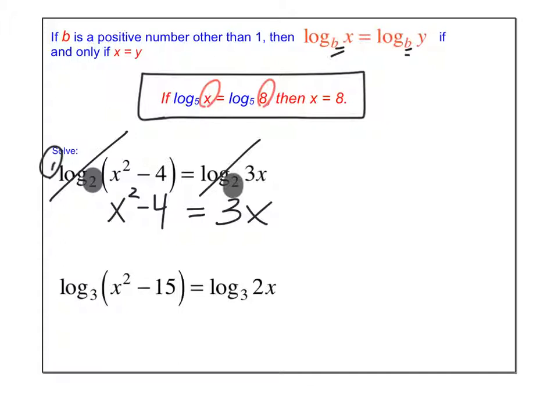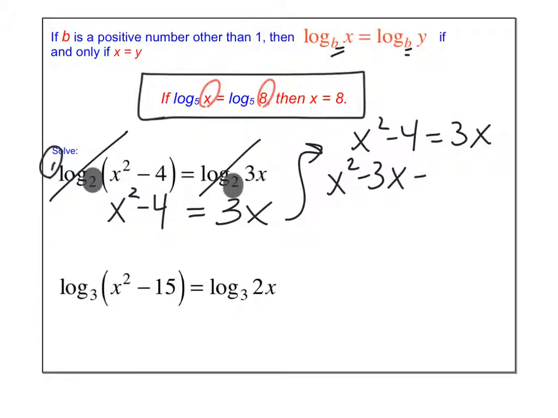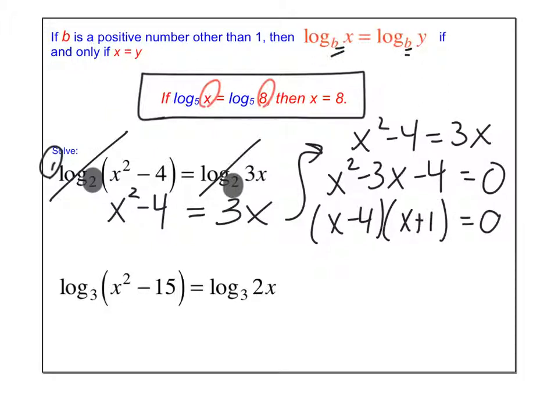Now we have an x squared term, which means, in my opinion, we go right to factoring. We try to get all the expressions on one side, set them equal to 0, and then solve from there. So here we are, x squared minus 4 equals 3x. Let's move 3x to the other side so the right-hand side reads 0. And now I can try to factor. It looks like it does factor rather nicely, and the values are 4 and negative 1.